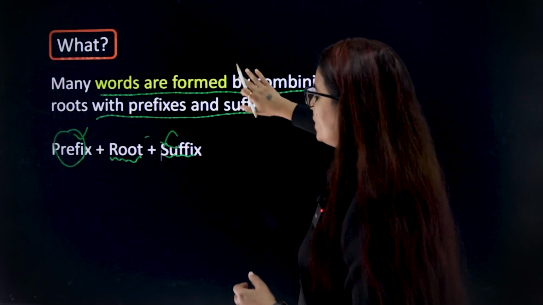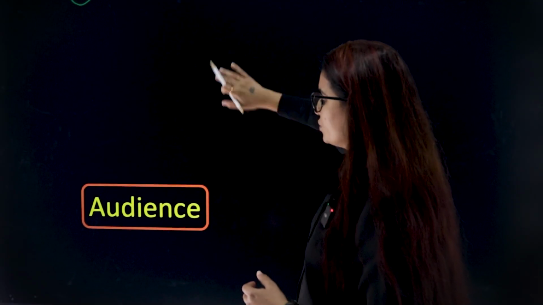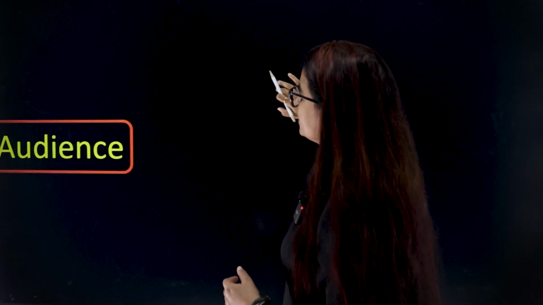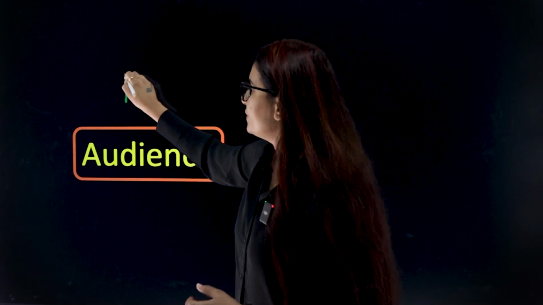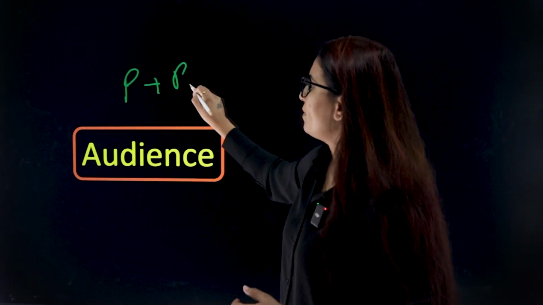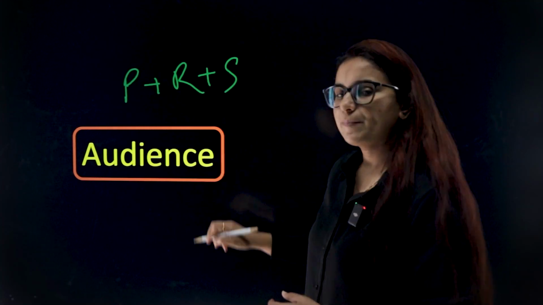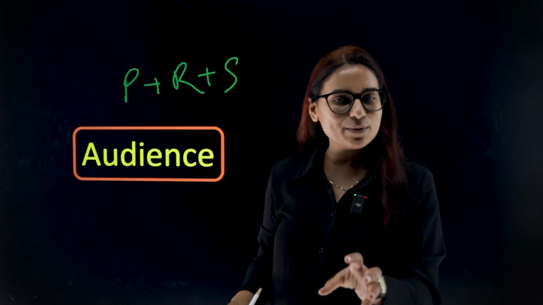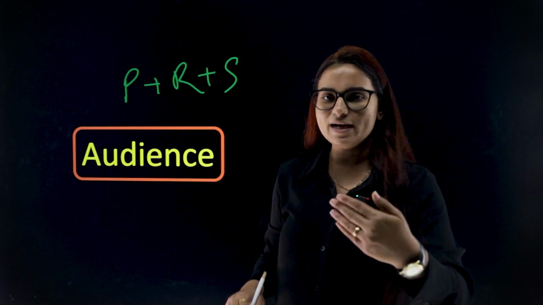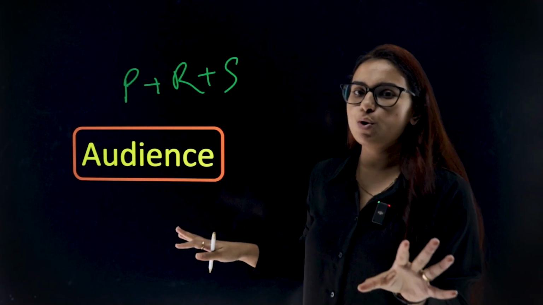Okay, now we'll take the first example on our screen, which is audience. This word over here can be broken down into prefix plus root plus suffix. Now, can you guess something? I want you to write down in the chat box so that you and I are in sync. I'll be replying to all of your chats. Don't worry about that.